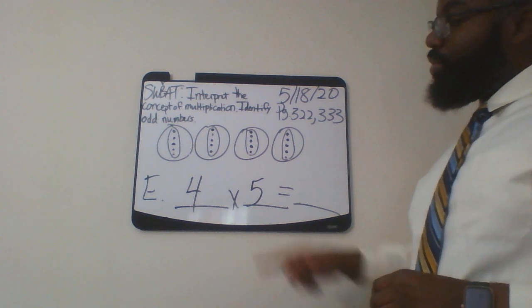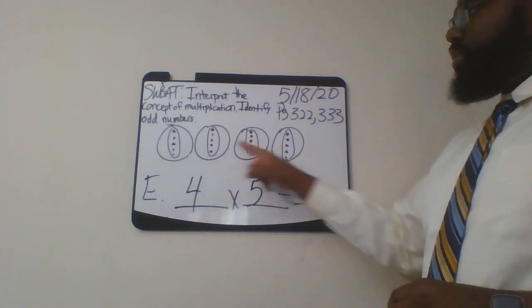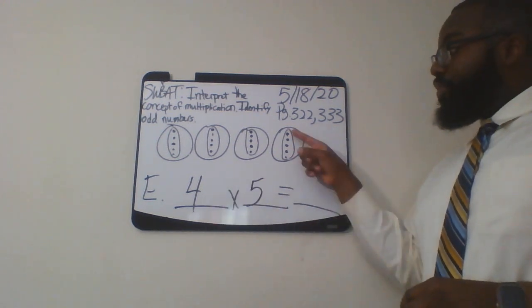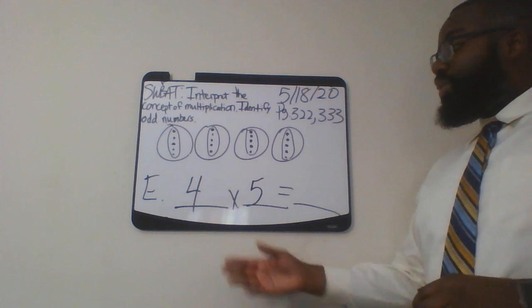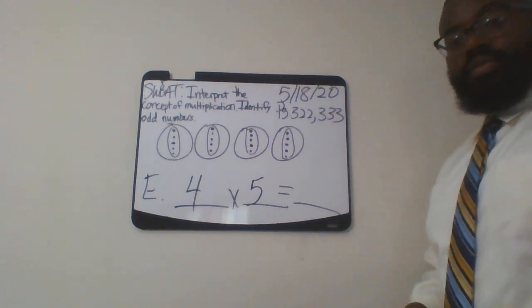Let's go over it one more time. Notice there are 4 groups from those 4 jackets. 1, 2, 3, 4. So that's why I wrote 4 right there. And then I wrote 5 because there are 5 buttons in each group. Okay? So 4 times 5, and that will give you your answer.